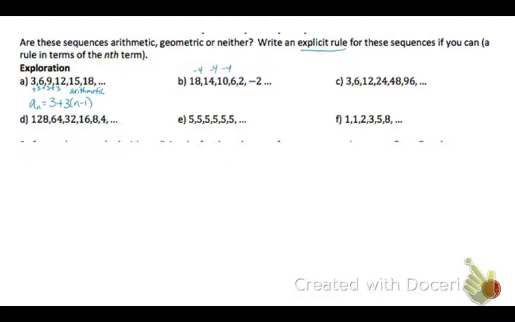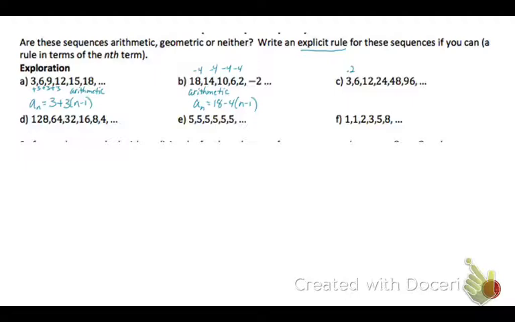We have 18, 14, 10, 6. Right away you can tell that we're just decreasing by 4, by a constant value. So that's a common difference of d, and that's an arithmetic sequence. So we can write our rule using the same formula. Any term a sub n equals the first term, which is 18, plus our difference, but since we're subtracting, that'd be minus 4 times n minus 1.